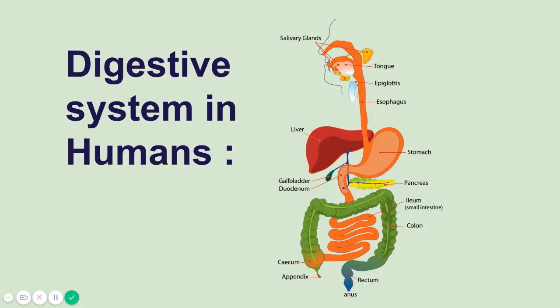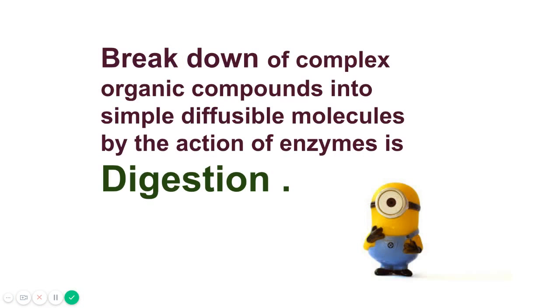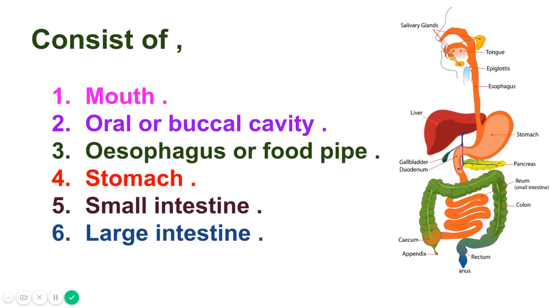Students, this video deals with a very important system of the human body known as the digestive system. So let's get started. The breakdown of complex organic compounds into simple diffusible molecules by the action of enzymes, which are the biological catalysts, is digestion.